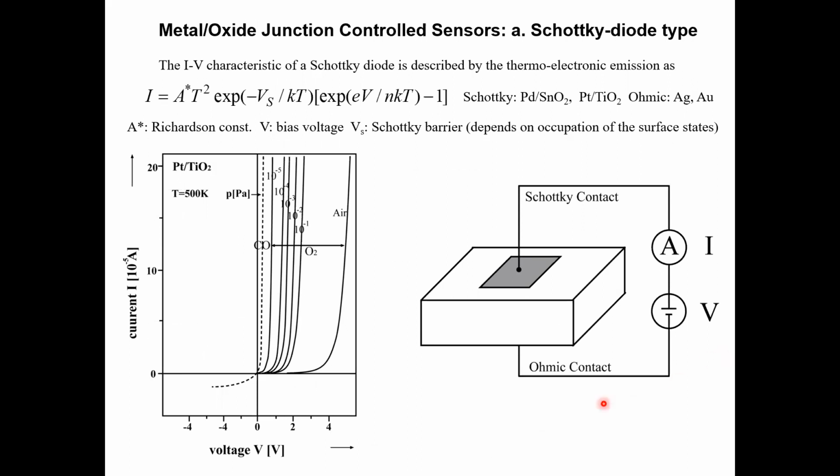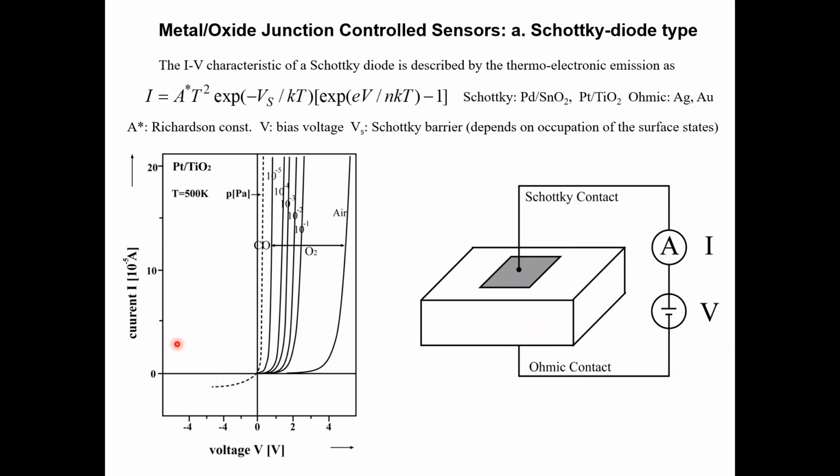And here is an example. You can take your oxide, either tin dioxide or titanium dioxide bulk. On one side, you make ohmic contact, and you can make ohmic contact by putting a metal like silver or gold. And on the other side, you can make Schottky contact. So you can use palladium on tin dioxide or platinum on titanium dioxide that will make Schottky contact.